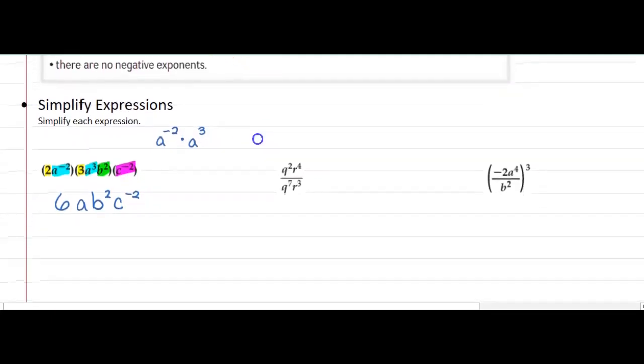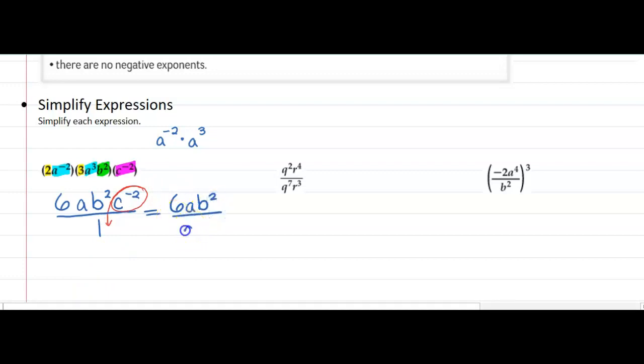But remember, to get rid of a negative exponent, we just take the whole thing. If it's already a fraction, you don't have to worry about making it a fraction, but this is not a fraction, so I make it a fraction by putting it over 1. And now, the c to the negative 2 is going to move down and become positive 2. So I end up with 6ab squared over c to the second. That is my final answer.